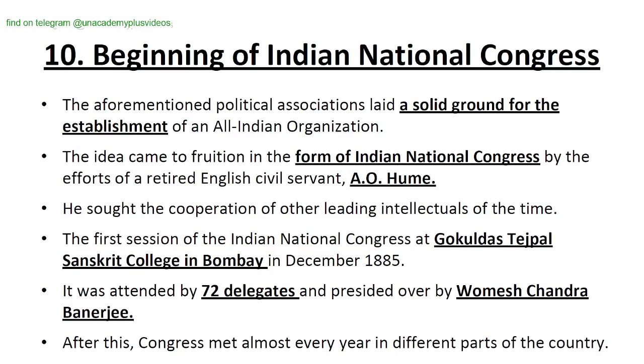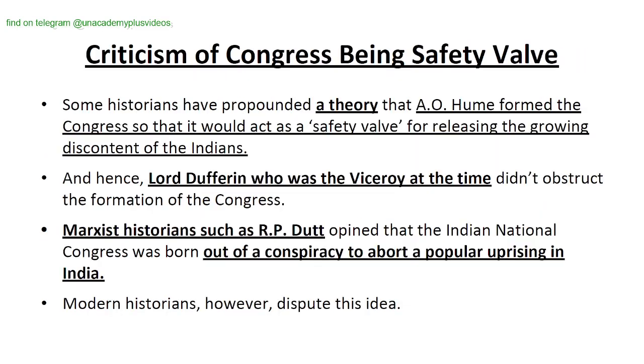Beginning of the Indian National Congress. The aforementioned political associations laid a solid ground for the establishment of an all Indian organization. The idea came to fruition in the form of the Indian National Congress by the efforts of a retired English civil servant, A.O. Hume. He sought the cooperation of other leading intellectuals of the time. The first session of the Indian National Congress was held at Gokuldas Tejpal Sanskrit College in Bombay in December 1885. It was attended by 72 delegates and presided over by Womesh Chandra Banerjee. After this, Congress met almost every year in different parts of the country.